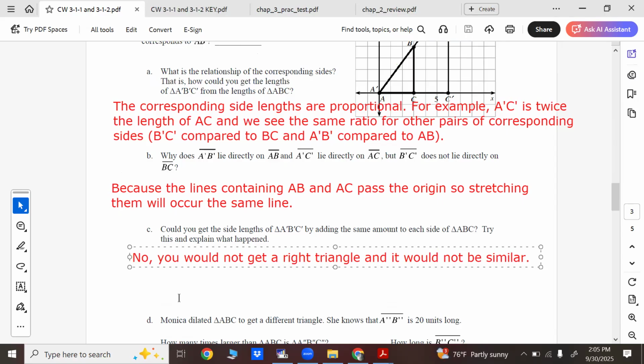Then for part B, why do sides A prime B prime and A prime C prime lie directly on the lines they correspond to, but B prime C prime does not? That's because we're stretching along the origin. We're not doing that for BC.